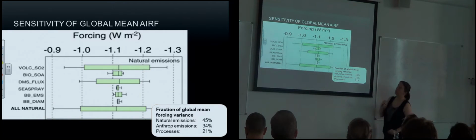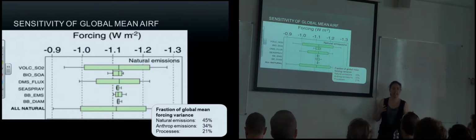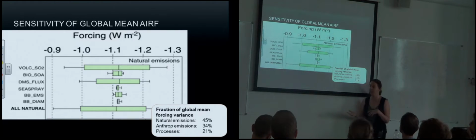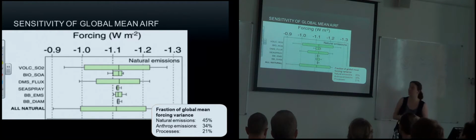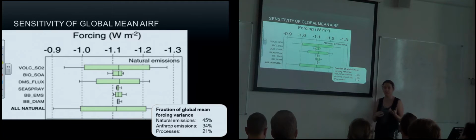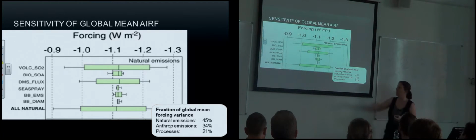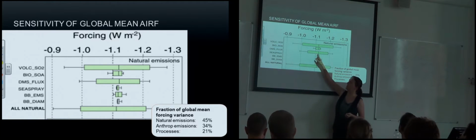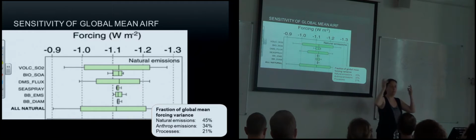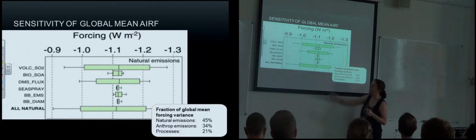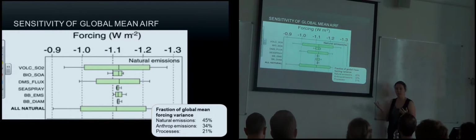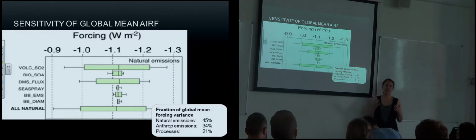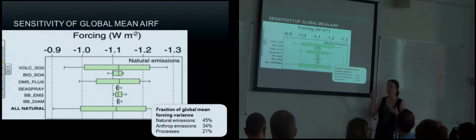In terms of the forcing, we've done that again, but only for the global mean forcing calculated by a different model. You see that actually the natural emissions are very important here, which we didn't see for CCN. It was anthropogenic emissions that were more important for CCN. Natural emissions are very important for forcing, okay? DMS flux is the ocean, so what phytoplankton release into the atmosphere. That's really important in terms of how our aerosol is affecting the climate, okay? Which is different to how we affect aerosol, okay?